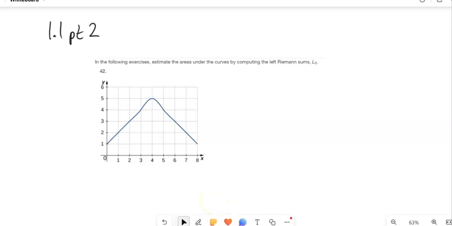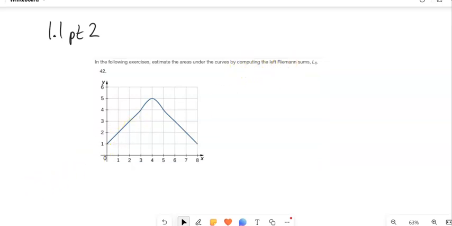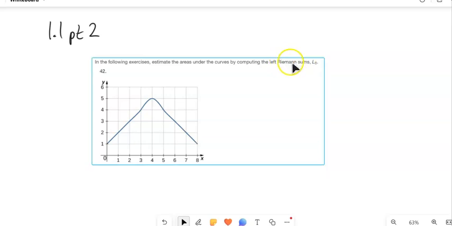M152, we are going to take a look at the second part of section 1.1. Just start thinking about finding these areas. And notice it says by computing the left Riemann sums, L8. We'll get to that vocabulary this unit, this section. So let me go ahead and start with just thinking about what we know about L8.